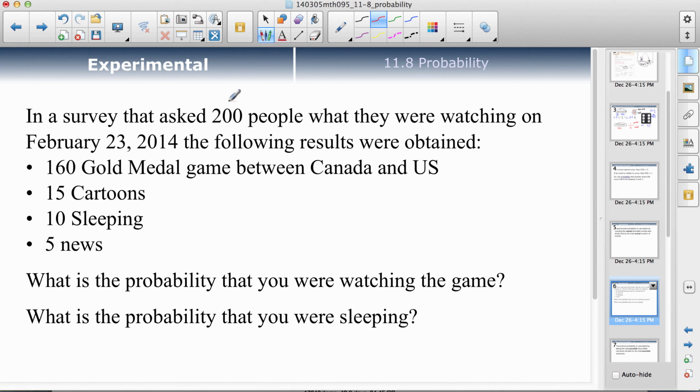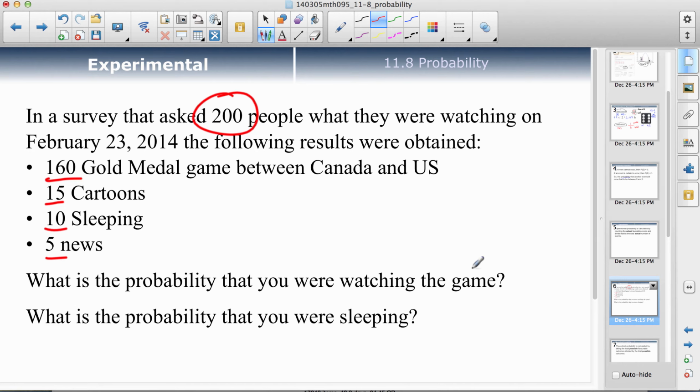So we surveyed 200 people. What were you doing February 23rd, 2014? What were you watching on TV? I guess these people weren't watching sleeping on TV, but maybe what were they doing on that particular day? 160 were watching the gold medal game, 15 were watching cartoons, 10 were sleeping, 5 were watching the news.